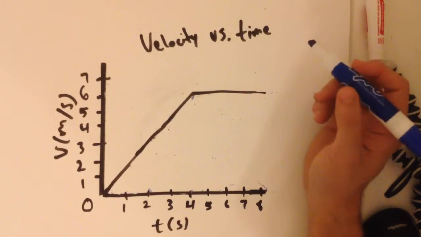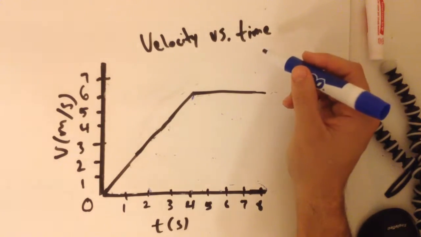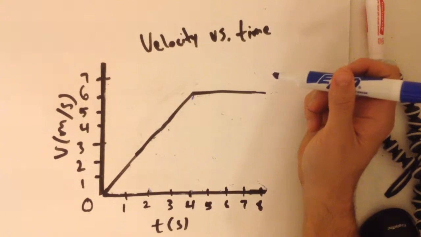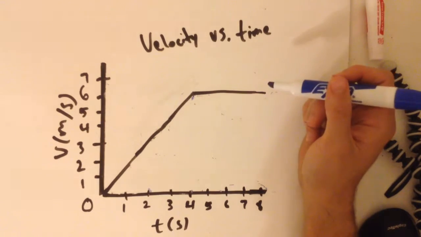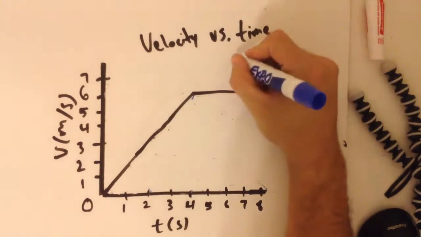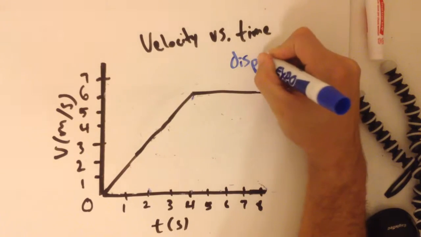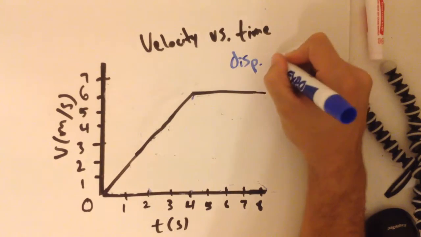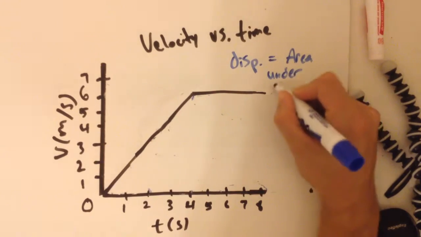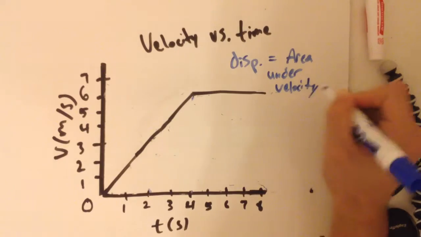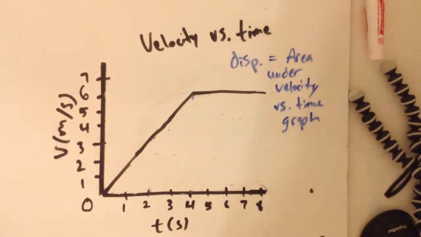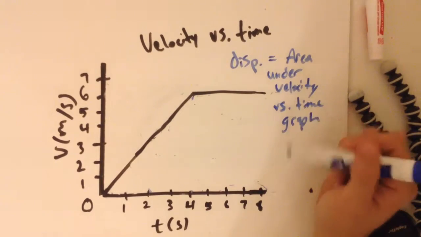On the second page, they give us this velocity time graph. They say it represents the motion of a car during some 8-second time interval. The first thing they ask for is the displacement of the car. So always remember that the displacement, I'll just write disp for displacement, is the area under your velocity versus time graph. So we need to find the area under this graph.